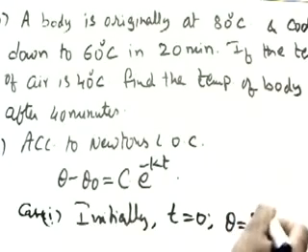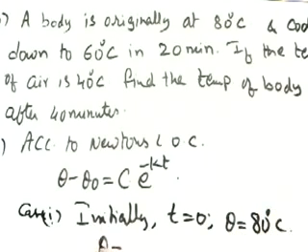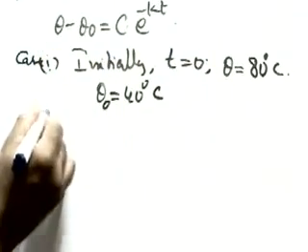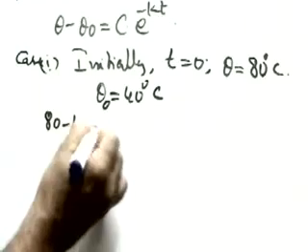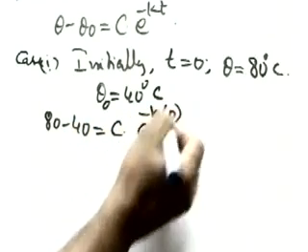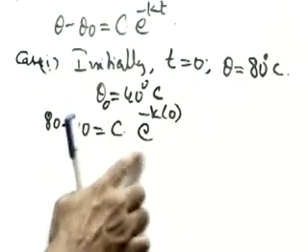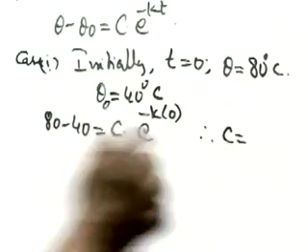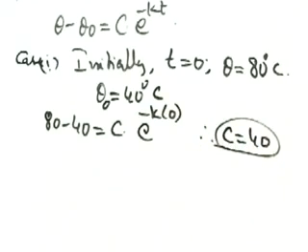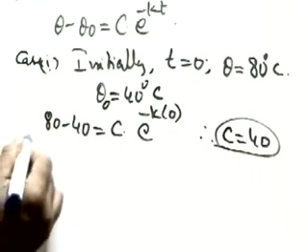The temperature initially is 80 degrees Celsius. After that it becomes 60. The temperature of the air will be constant, 40 degrees Celsius. Theta naught is the temperature of the surrounding. Now let me substitute these values in the formula. Theta minus theta naught: 80 minus 40 equals C, e power minus K into, initially time is 0, so e power 0 is 1, 1 into C, C. Therefore we get the value of C equals 80 minus 40, which is 40.